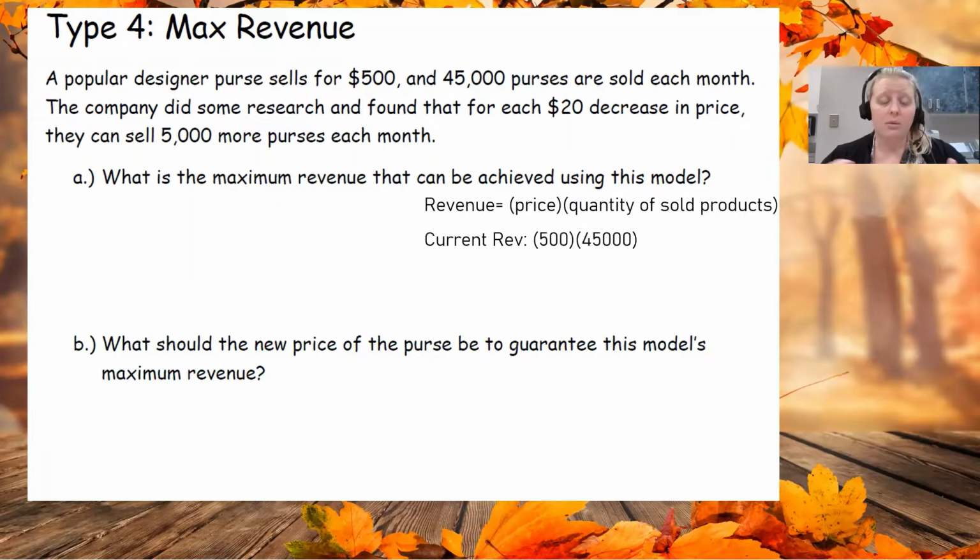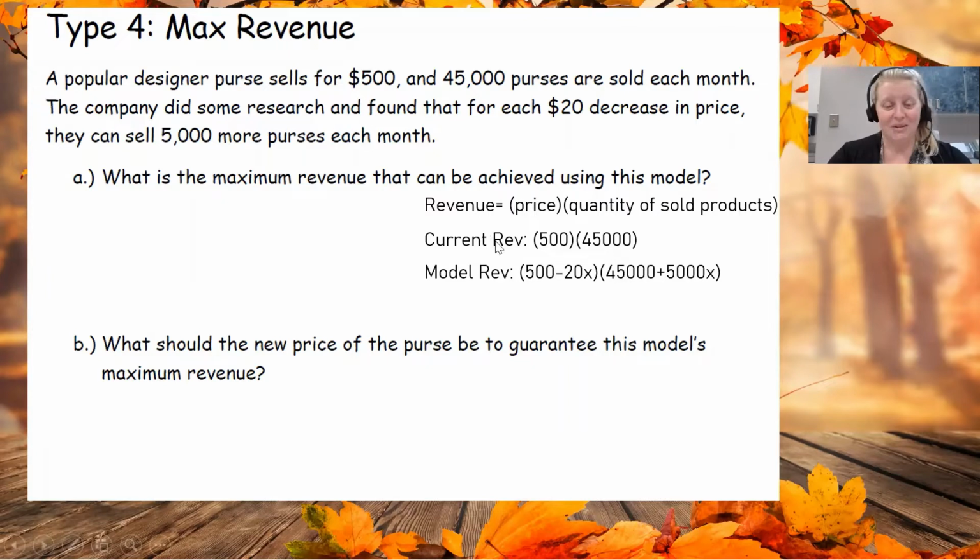And right now, our current revenue model is $500 per purse, 45,000 purses per month. So we would multiply that, and that's the revenue that we're bringing in right now each month. So what we want to do is take a look at the difference between the current revenue and the model revenue. So I'll let you absorb that for a little bit because that's where a lot of kids get intimidated. Notice the 500 and the 45,000, that didn't change at all, right? We can't change where our model began. So those numbers are concrete.